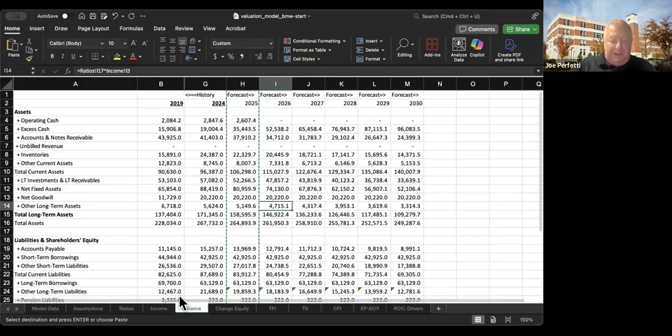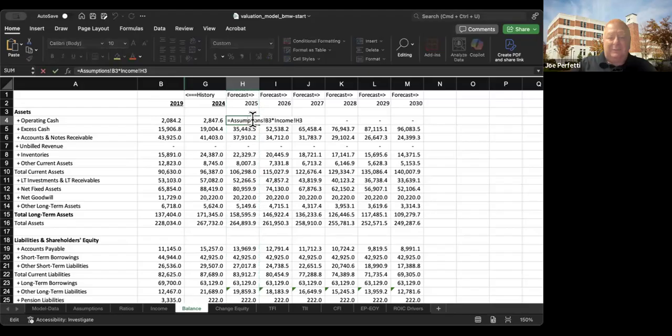We made a mistake. Go back to H4, operating cash. Edit that cell. You notice there's no operating cash in these out years. Put a $B and a $3 into that formula. Okay. So assumptions, $B's, $3 times income H3, and then hit enter.